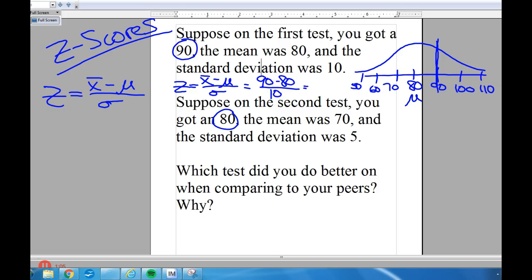What's 90 minus 80, over 10? It's 1, which tells us exactly what this is. It's positive, so we're above the mean. We are 1 standard deviation above the mean. We have a z-score of 1.